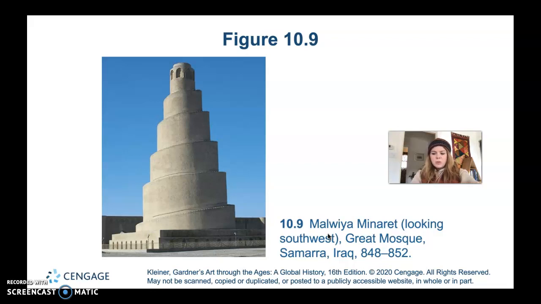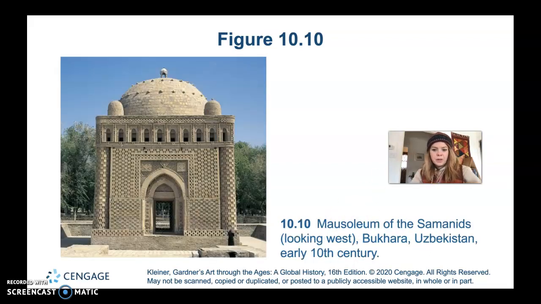So really it wasn't used as a minaret to actually call people into prayer because it's just too big. But it did signify the presence of Islam in the Tigris Valley where Samara and the Great Mosque at Samara was located. So we'll talk about the Mausoleum of the Samanids in Bukhara, Uzbekistan, early 10th century.